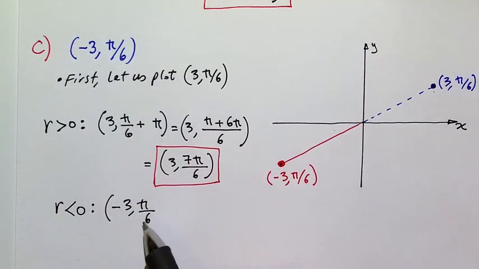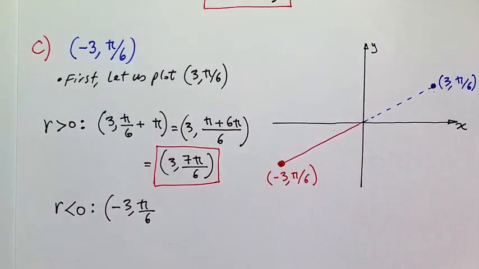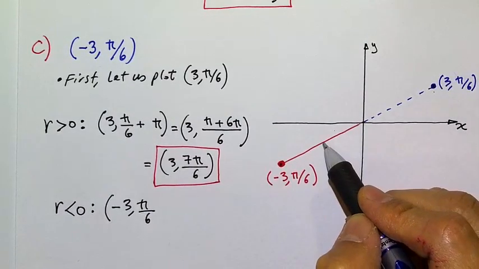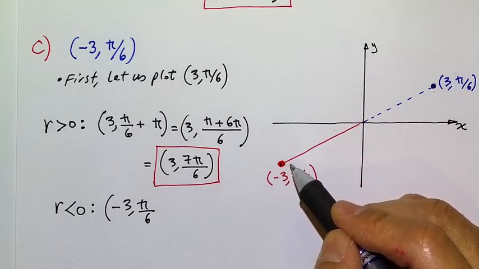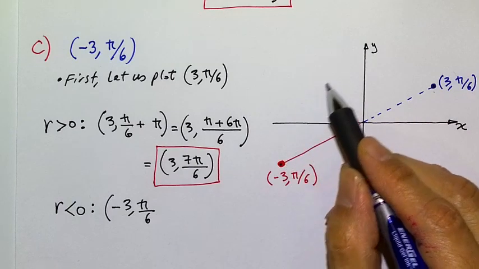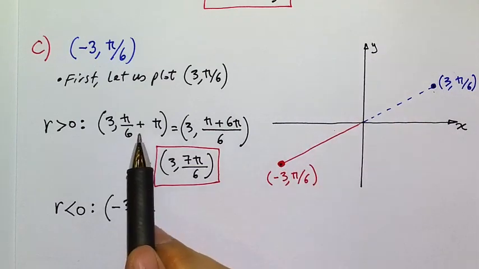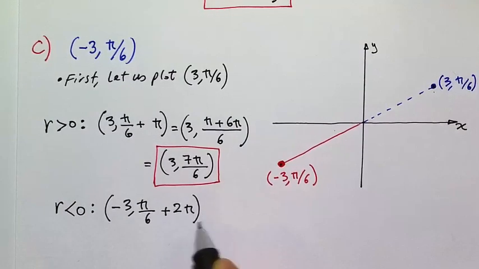Well, the easiest thing to do, since we kept r negative as it was, we can just go around 2 pi. Now we can add 2 pi by going counterclockwise back to this point, or we can go minus 2 pi, which would take you in the clockwise direction back to this point. It makes no difference. I added pi to get the positive. I'm going to add 2 pi to get this polar coordinate.